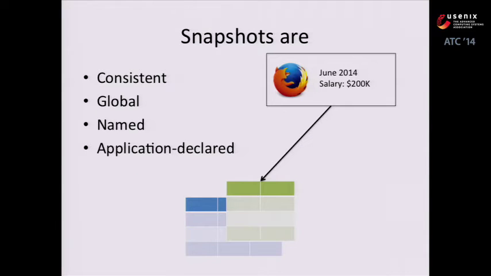So the features that we get out of a retro snapshot are basically, just to reiterate, it's transactionally consistent, it's global, so that means that you're getting all of your data and metadata in the database. In particular, if you have indexes on tables, those are also included in the snapshot. Snapshots are named, so you declare a snapshot, you give it a name, you access it by that same name. And application declared, so that's when you commit and you say snapshot, and that differentiates it from systems where maybe snapshots are only declared periodically by administrators.